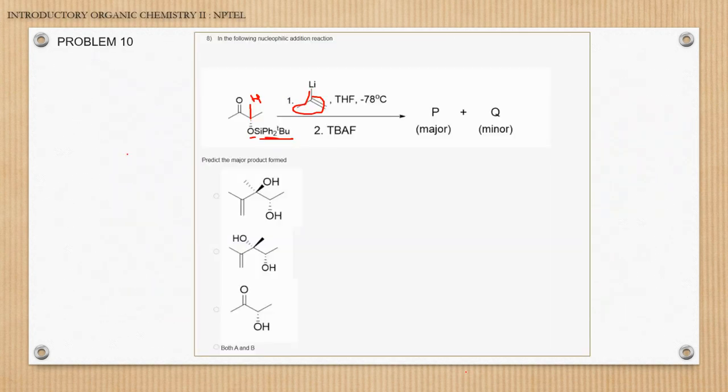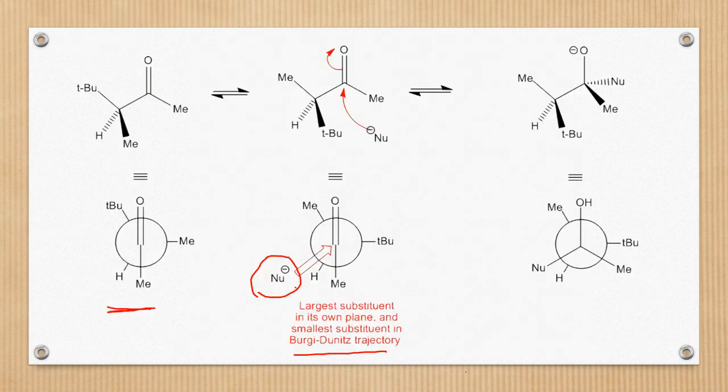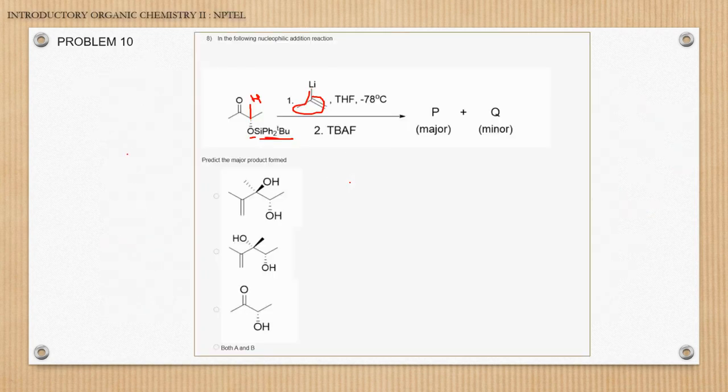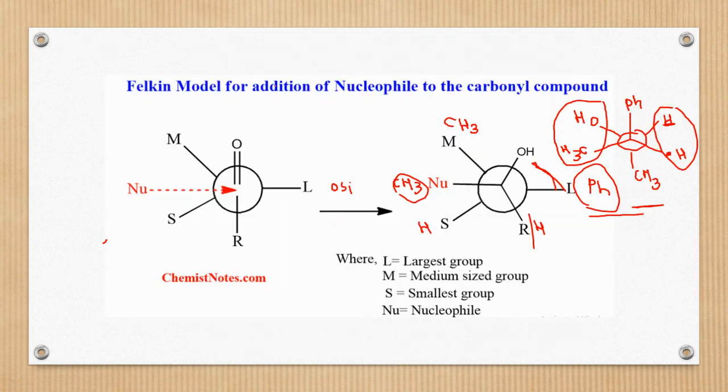Coming to medium, small, and large group. So the large group is this OSiPh2, so I'm placing it here. I'm just writing OSi. Then hydrogen and methyl: hydrogen will be this, methyl will be this. And from the carbonyl carbon point of view, this R is methyl.